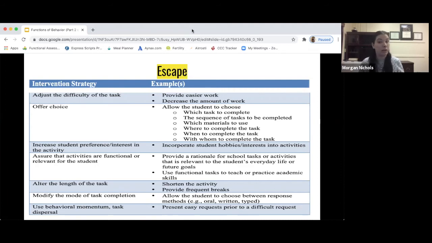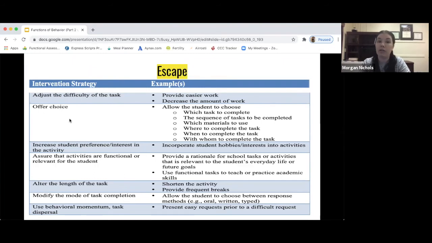We still need them to do it. So here are some interventions. We can adjust the difficulty of the task. Maybe instead of asking our teenager to do 3 loads of laundry, we can decrease the amount of work and say, look, I really just need you to do 1 load of laundry. Help me out. Then it doesn't seem like such a mountain in their head. 1 load of laundry is a lot more doable than the 3.